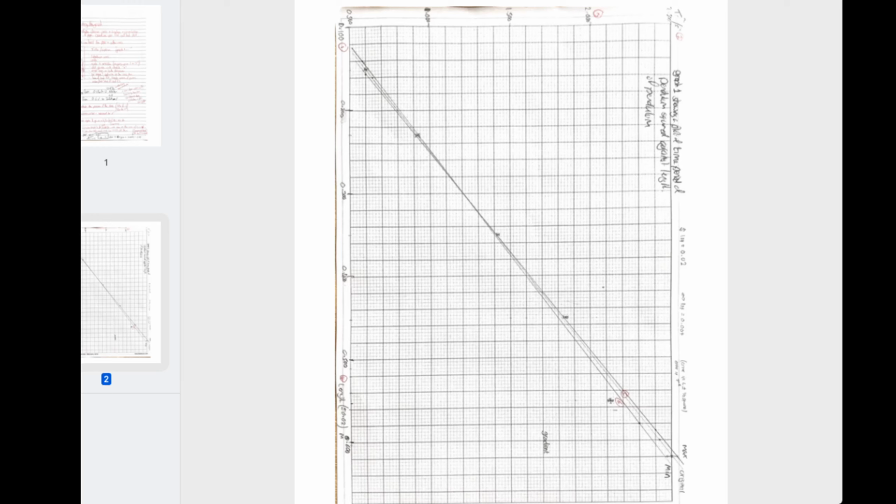So sort of the steepest and the least steep line of best fit that you think you can get away with. And you can also work out a gradient from each of those as well. So this is what we refer to as a maximum and minimum gradient.